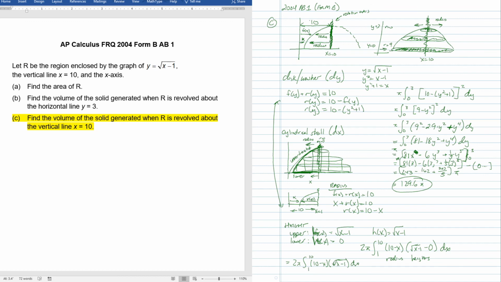Unfortunately, I've run out of room, but you could do u substitution, although I will say this. You may need to see video number, I believe it's 6, to give you an idea on how to handle this u substitution, which is why this makes an excellent calculator question. And when you're all done, you should still come up with 129.6 pi, which is approximately 407.150. And that brings us to the end of 2004 AB question number 1.